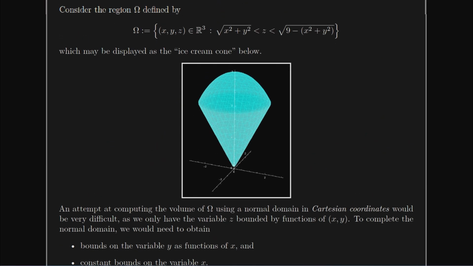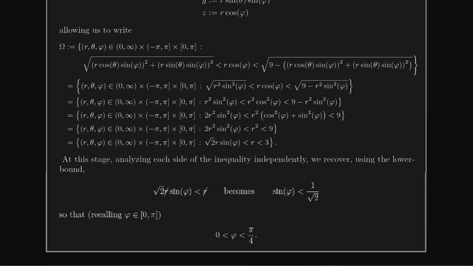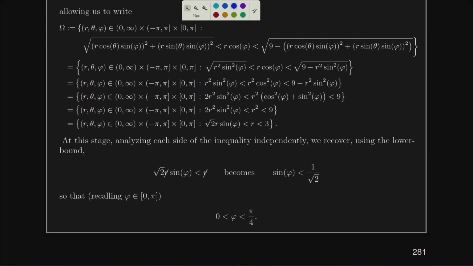All I'm going to do is take this domain and replace x with r cosine theta sine phi, y with r sine theta sine phi, and z with r cosine phi, and then see what we get. I know it looks intimidating, but really I'm just replacing every x, y, and z with their versions in spherical coordinates.